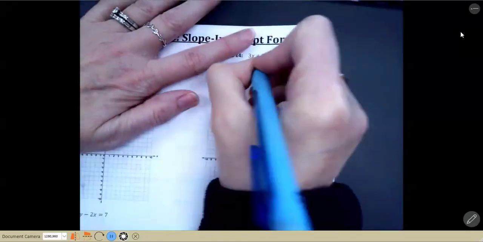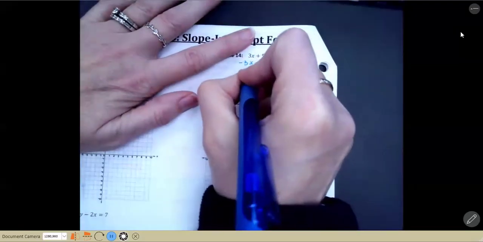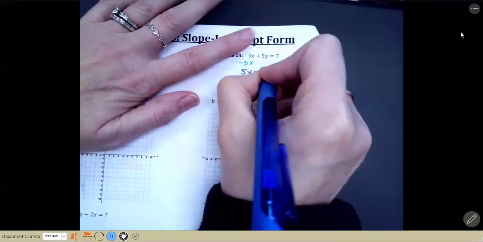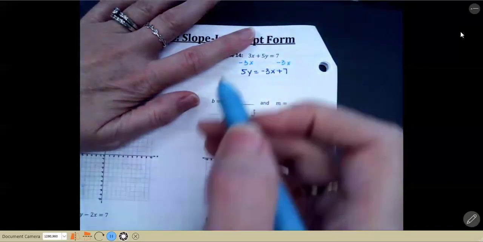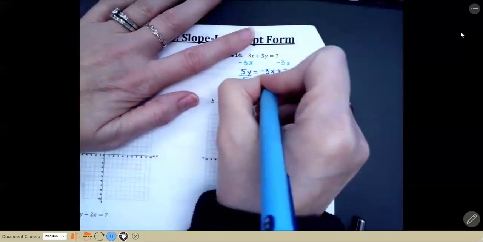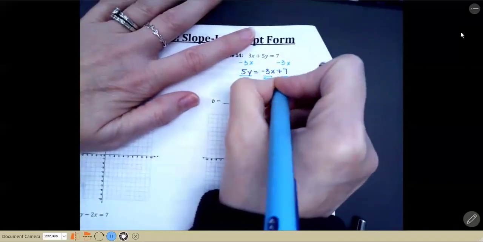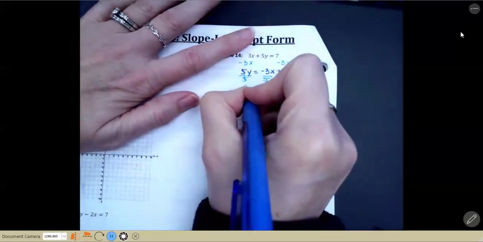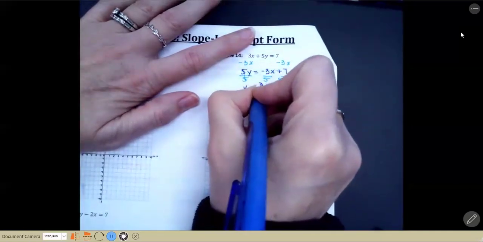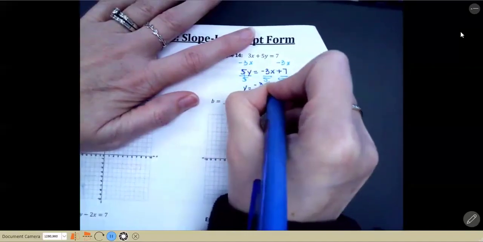So here we need to isolate y. So let's subtract 3x on both sides. By the end of this lesson, you should become a pro at isolating y. And we're going to subtract 5. And then we end up with y equals negative 3/5 x plus 7 over 5.